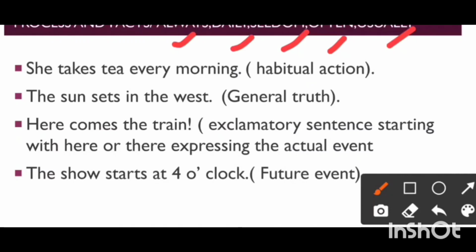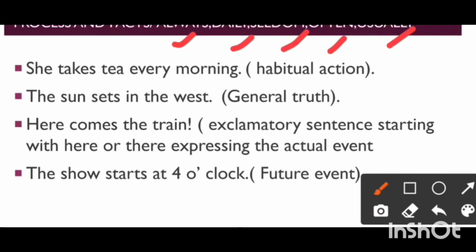See the examples. She takes tea every morning. Habitual action. The sun sets in the west. General truth. Here comes the train. This is an exclamatory sentence beginning with here. It can also begin with there. There she goes. Such sentences express what is happening actually at the moment of speaking. So, here comes the train means the train is coming. So, we have used here present simple tense. The show starts at 4 o'clock, future event.